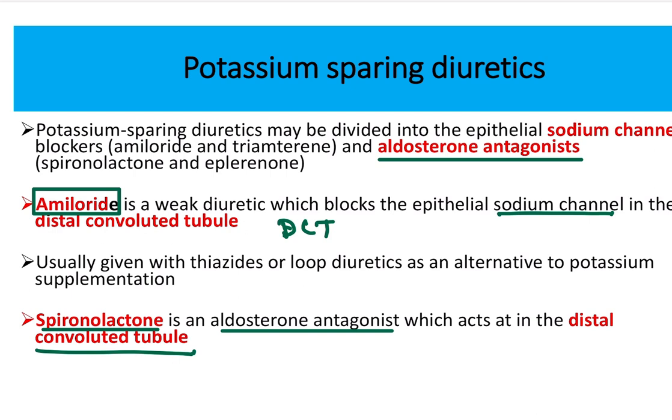So the potassium sparing diuretics actually act on the distal convoluted tubule. They are amiloride and spironolactone. Amiloride is a sodium channel blocker, and spironolactone is the aldosterone antagonist.